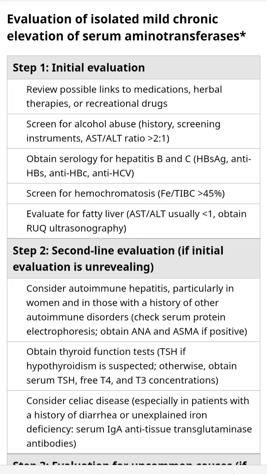The fourth thing is that you also have to screen for hemochromatosis, that is iron overload. And for that matter, you need to send serum iron and TIBC levels. If the ratio of both is more than 45%, then it is hemochromatosis, right?